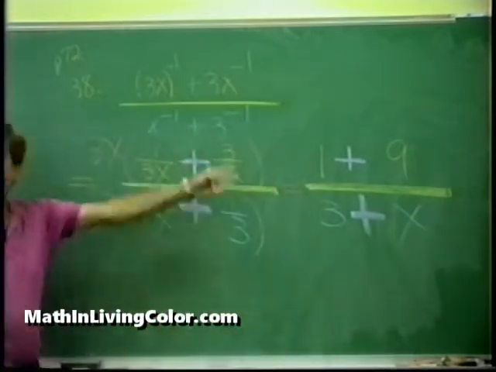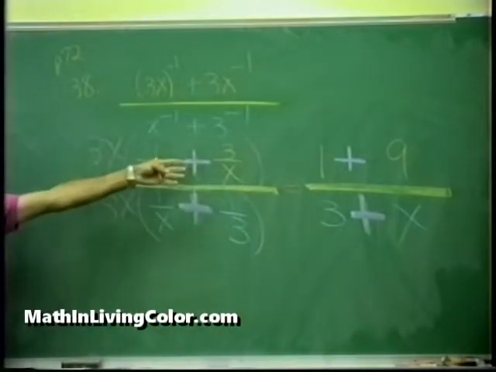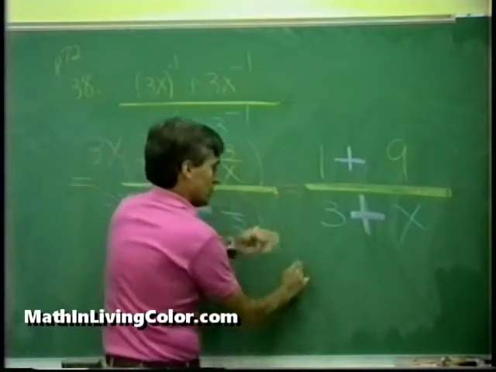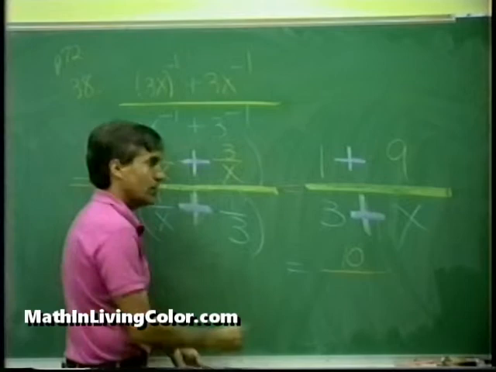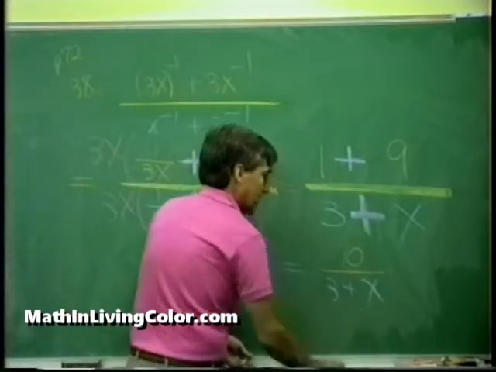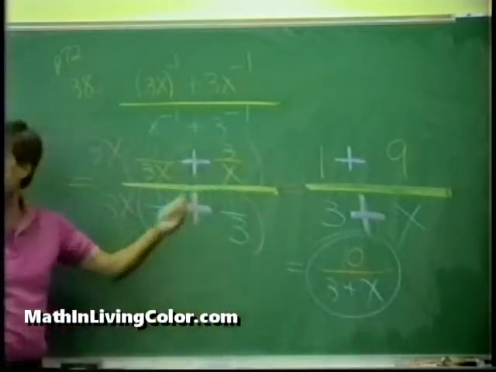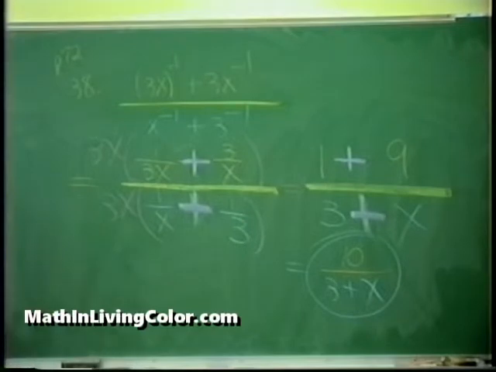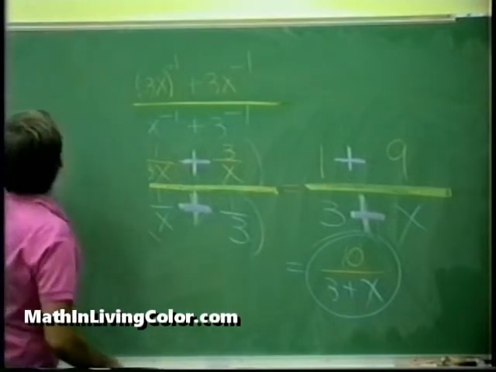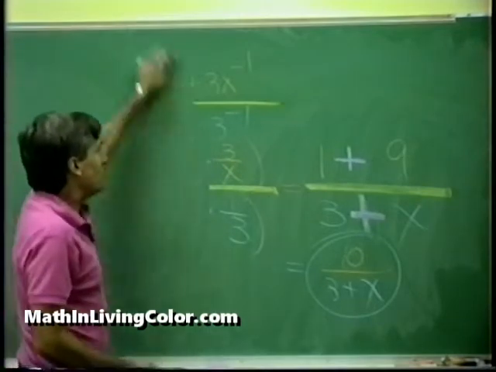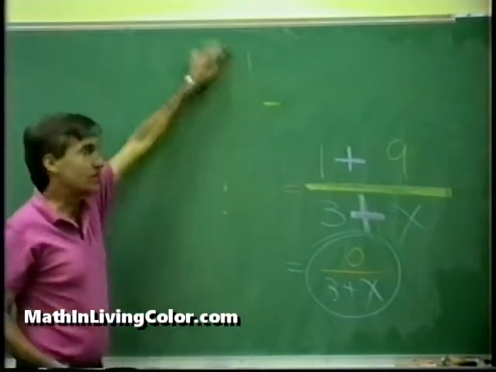Now, can you simplify that expression? What's the numerator? 10. Okay, big deal. 10. And the denominator is? 3 plus x. Okay, and that's the answer. Any questions on that? Wasn't as bad as it looked, was it? I hope it wasn't as bad as it looked. I like problems when they are not as bad as they look.